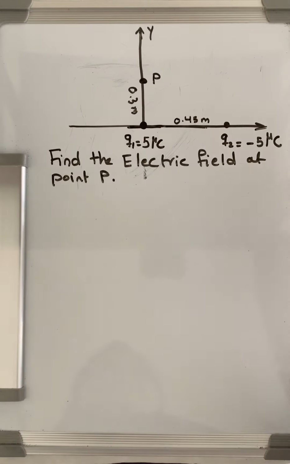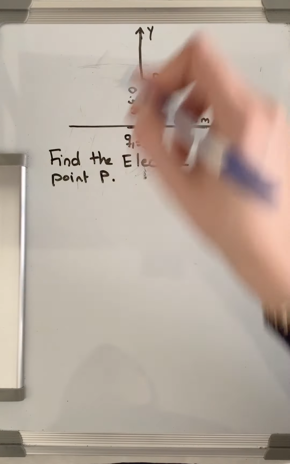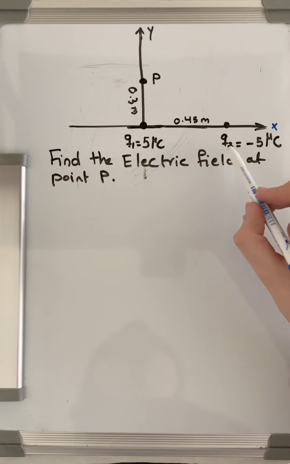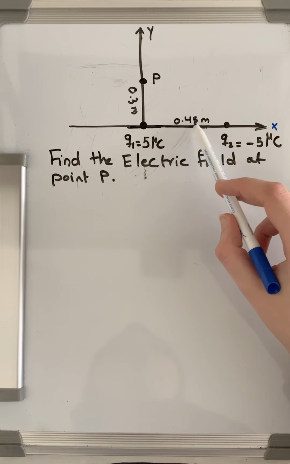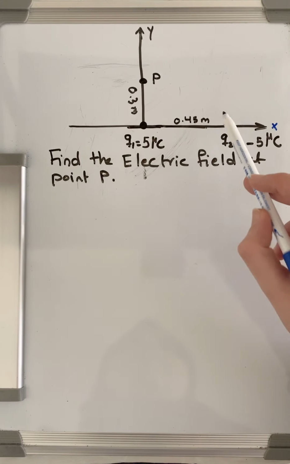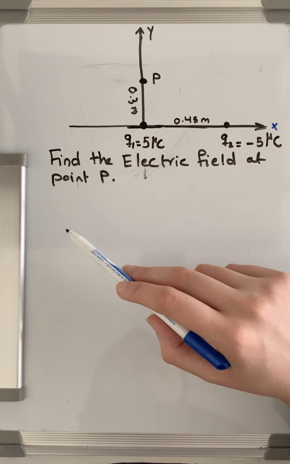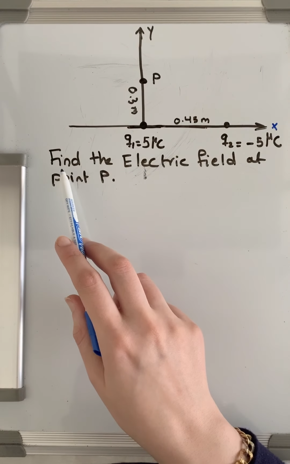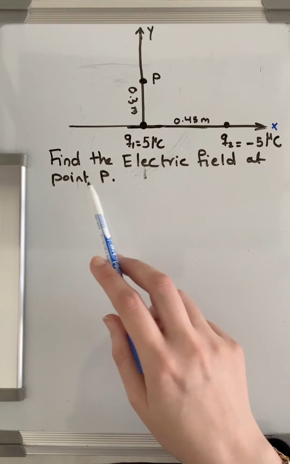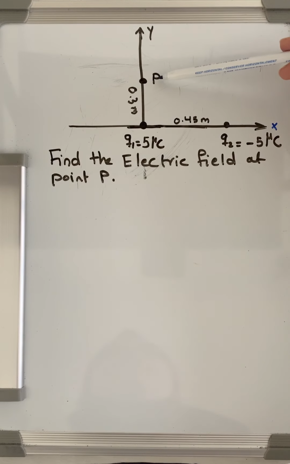As you can see, this is the x-axis and this is the y-axis, while Q2 is placed 0.45 meters away from Q1. The problem is to find the electric field at the point P. As you can see, P is along the y-axis and it is 0.3 meters above the charge Q1.